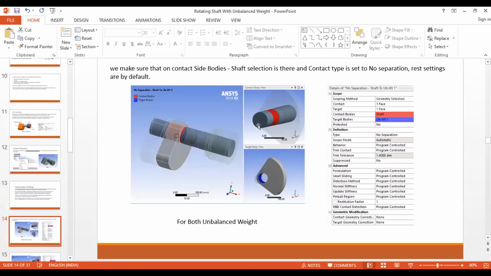So here we are doing this step where we make sure that on the contact side, bodies, shaft selection is there, and contact type is set to no separation, and the rest of the settings are default. In the right window you can see, in contact bodies, the red portion is considered as shaft, and on target side bodies, unbalanced weight is there. So always make sure this process is followed.